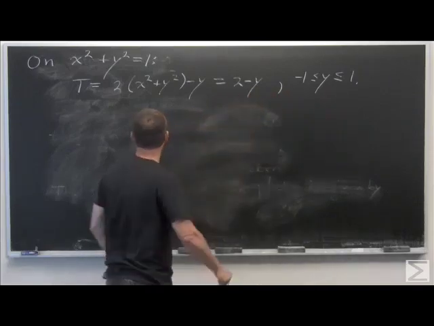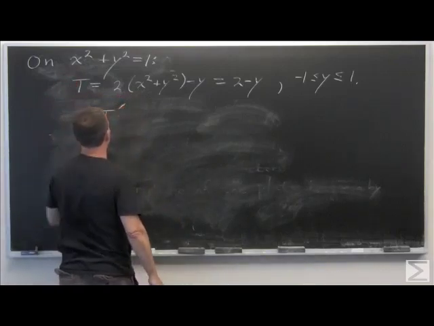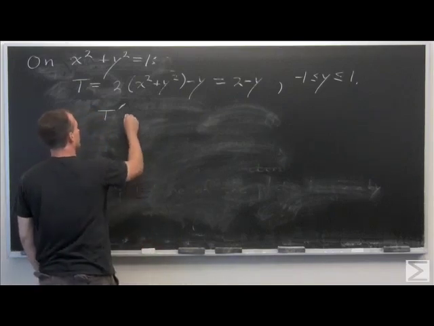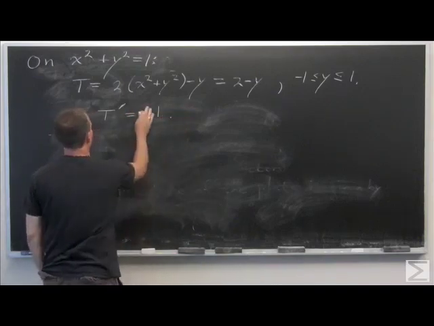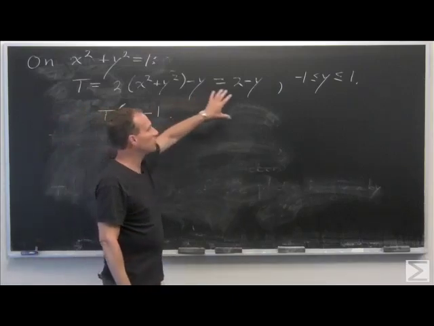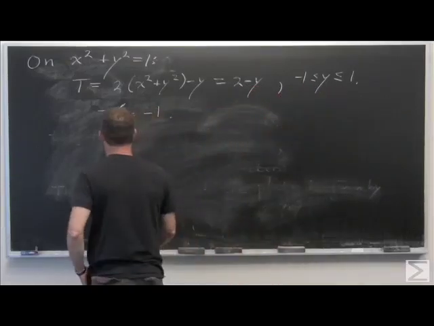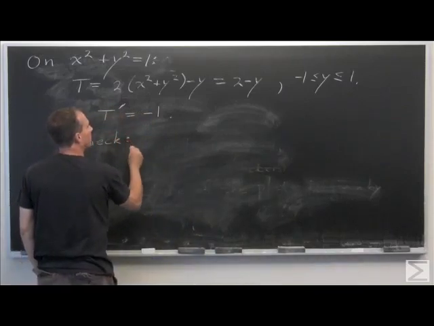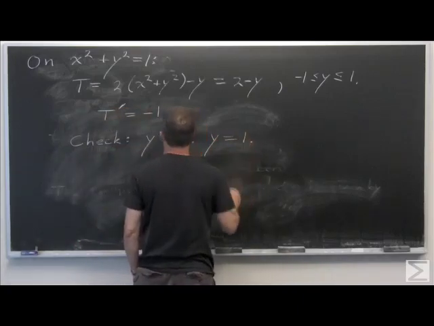Well, there aren't any, because the derivative of this, and now you have to be careful, I really am restricted to this case where t is a function of y. As I said, technically I should use a different name for the function, but that gets cumbersome. So just as a function of y, t prime is just minus 1. It has no critical points in the interior of the interval, but you still have to check the endpoints of the interval. So you still need to check what happens when y is minus 1 and y is 1. Hopefully you remember that from Calc 1.